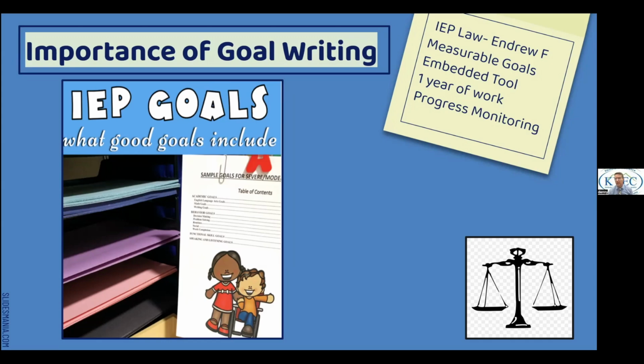On the screen here, you see the Andrew F. points. We have measurable goals. We've got to make sure the goals we write are measurable, with tools embedded in there that will measure the verbs that we place in there.